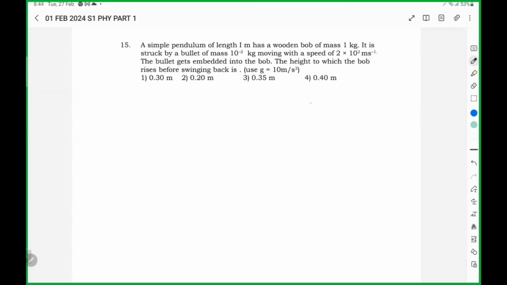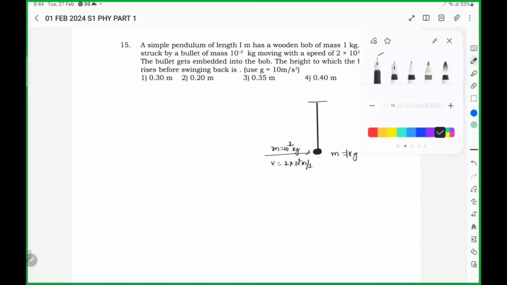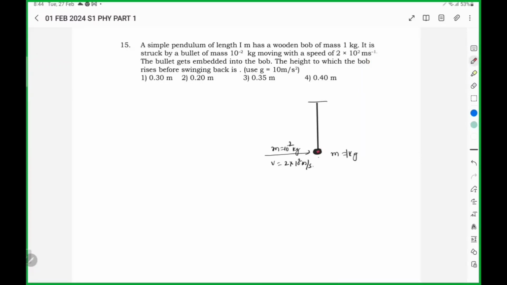A simple pendulum of length 1 meter has a wooden bob of mass 1 kg. It is struck by a bullet of mass 10 power minus 2 kg, which is moving with a speed. The bullet gets embedded into the bob. Find the height to which the bob rises. Once after embedding, both move together and rise by height h.